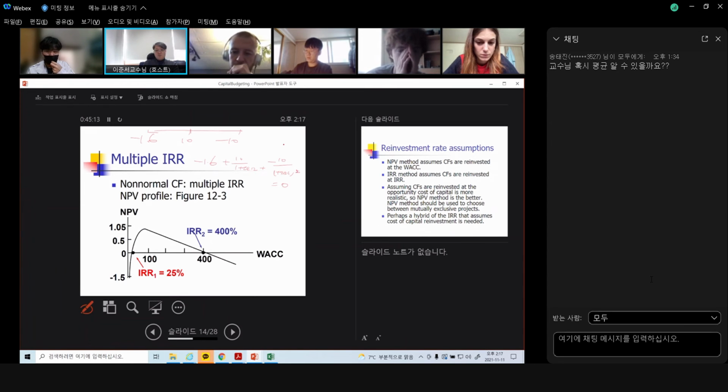This is a quadratic equation, so we use the quadratic formula: minus b plus or minus the square root of b squared minus 4ac, and so on. If we solve this quadratic equation, the IRR may be 25% or 400%. And which one is better? Which one is the real IRR?